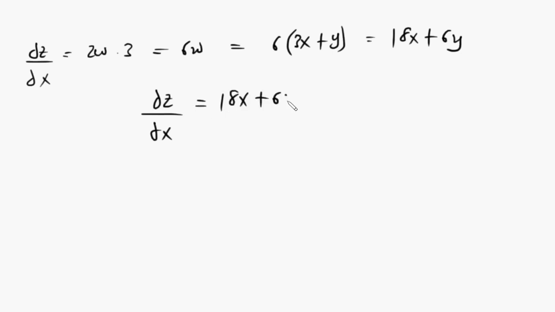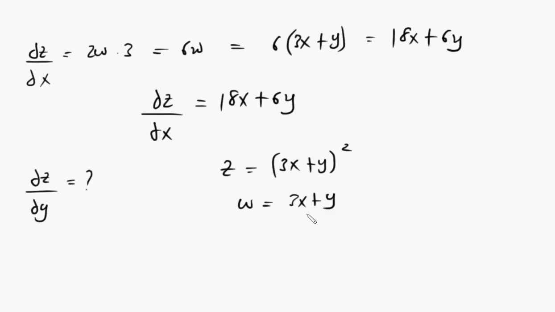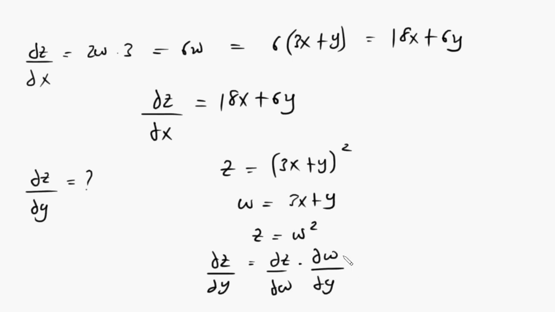18x plus 6y. So now, what about the partial derivative of z with respect to y? Same function. So our z was (3x plus y) squared, okay? So again, I'm going to let w be equal to 3x plus y, meaning z is just w squared. So my partial derivative of z with respect to y is just going to be equal to the partial derivative of z with respect to w times the partial derivative of w with respect to y now, not x, okay?